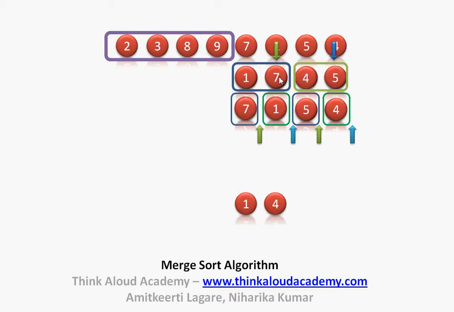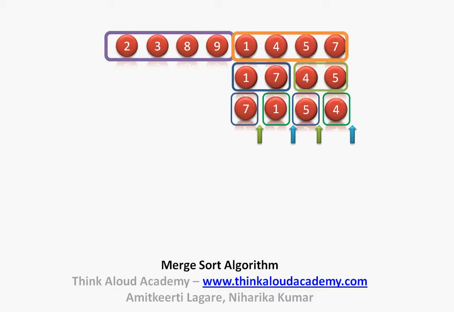Then I compare 5 and 7. Since 5 is lesser of the 2, I put it in this list, and then I move my index ahead. And then now this particular sublist is done because there are no more elements. So whatever leftover elements are there, I will just put it into this particular sorted order, and then my index moves ahead. Since both the sublists have been exhausted, I have a sorted sublist of 1, 4, 5 and 7. So all I need to do is take them up and then put them in their place.